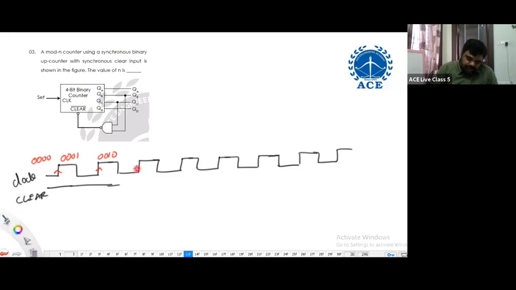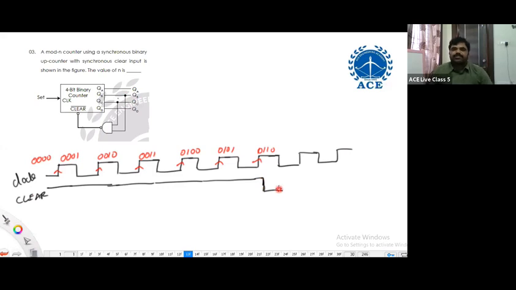Now let me write the states. Here it is 0, 0, 0, 1, 0, 0, 1, 0, 0, 0, 1, 1, 0, 1, 0, 0, and so on up to 0, 1, 1, 0. Till 0, 1, 1, 0, the NAND gate output will be logic 1 only. Once QB and QC both become 1, the NAND gate output becomes 0. After this clock edge occurrence, we can see 0, 1, 1, 0, and clear goes to 0.